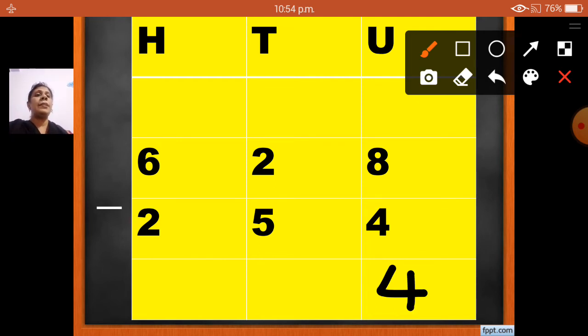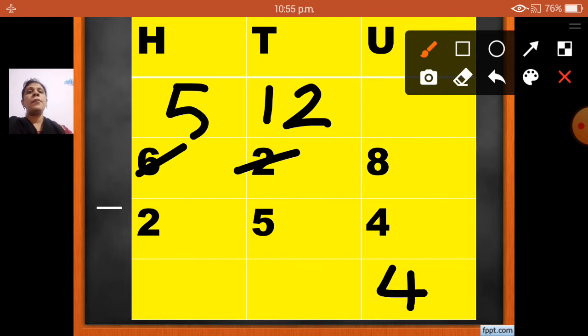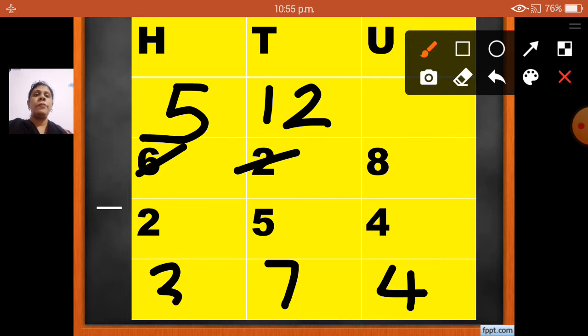Okay. Now children, here it is 2 and 5 in tens place. So 2 is a smaller number, so it cannot be subtracted from 5. So we will make this 2 as 12. And I borrowed 1 from 6. So this 6 I will make as 5. So 12 minus 5, after 5, 6, 7, 8, 9, 10, 11, 12. So 12 minus 5 will be 7. 5 minus 2. 5 minus 2 will be 3. So when I subtract 628 minus 254, I get my answer 374.